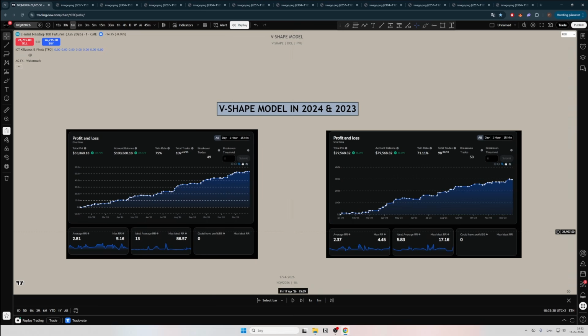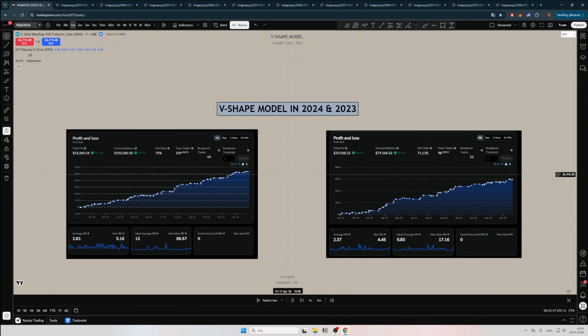And here you can see some backtesting data from 2024 and 2023. On the left is 2024, where you can see a really strong year with a 75% win rate. And on the right, you can see 2023, also a pretty decent year with a 71% win rate. So the V-shape is a high risk-reward ratio model, about 2.3 in 2023 and about 2.8 in 2024. And something else you can see is that the trade frequency is really low.